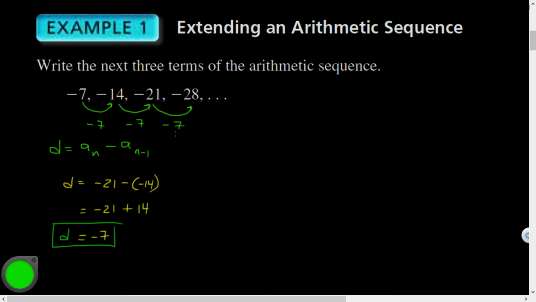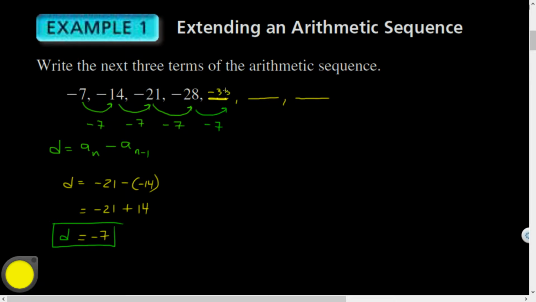Now, if I want to find the next term in the list, all I've got to do is keep moving by the common difference. So I would subtract 7 from 28, and I would get negative 35 is the next number in the list. I guess it would fit right there. Maybe I'll just turn this into an underline, blank, blank, blank.